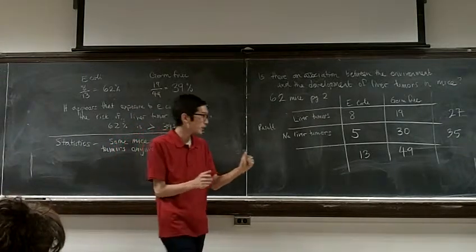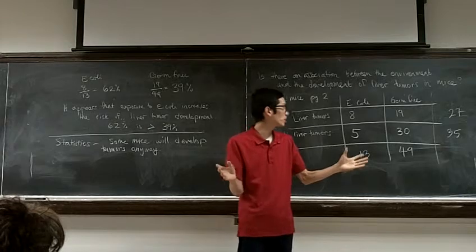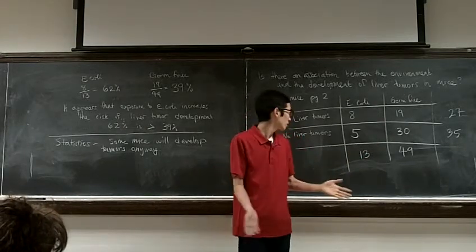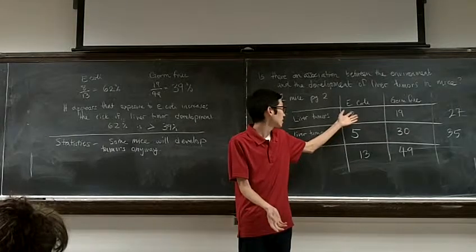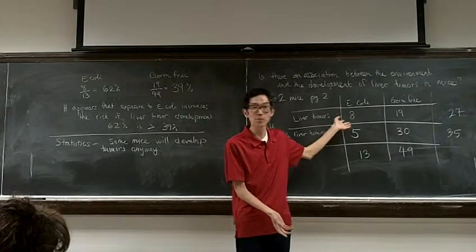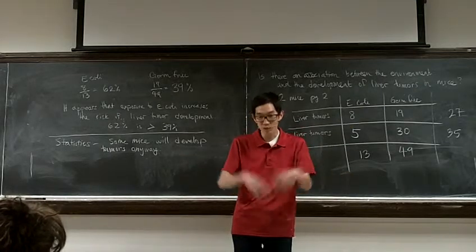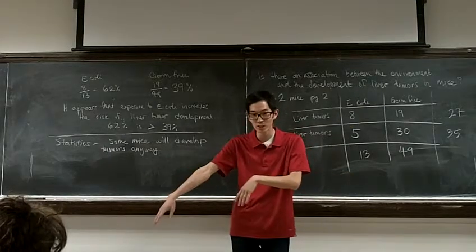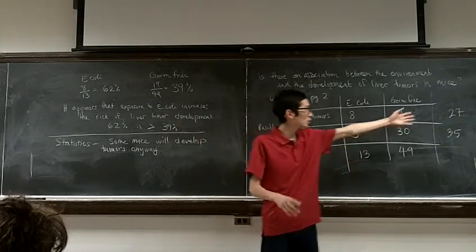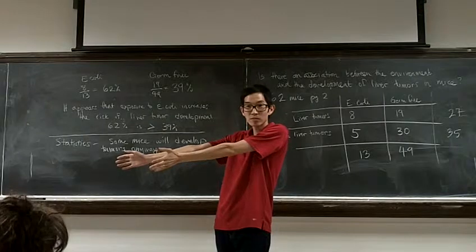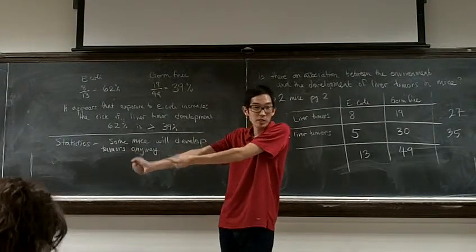Okay, but because of that random assignment, is it possible for 8 mice out of 13 to develop liver tumors just from random assignment? Just because I mixed them up and threw them over here, is it possible that 8 of these 27 liver tumor mice end up in this group of 13? Yeah, it's possible, okay?